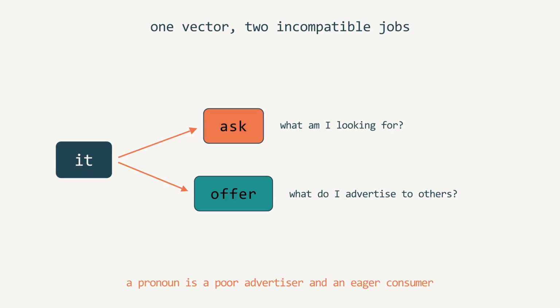It is a poor advertiser of meaning. It carries almost no content of its own. But it's an eager consumer of meaning. It desperately needs something else's. One vector has to encode both at once. Whatever it does to get better at asking makes it worse at advertising. The model can't get good at either.